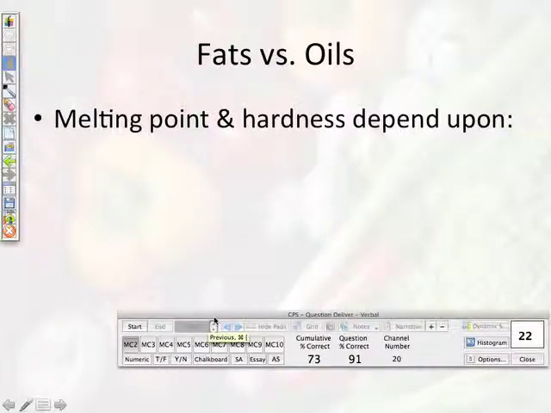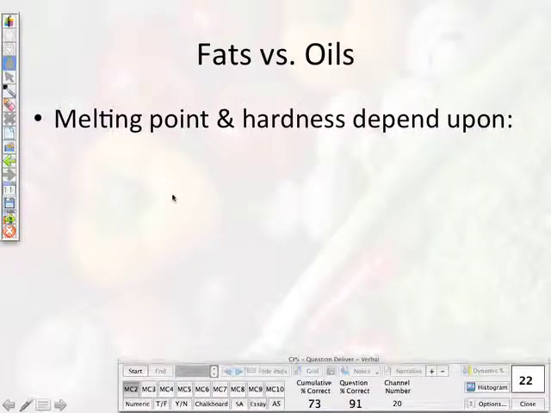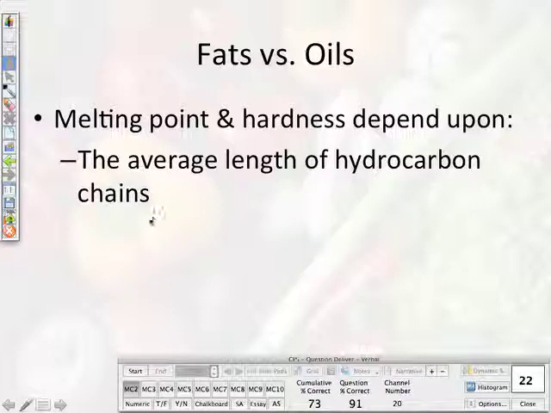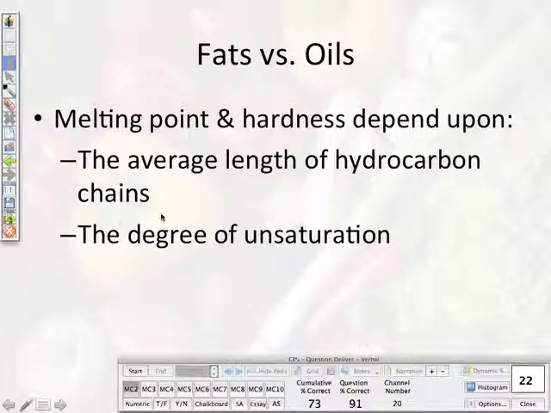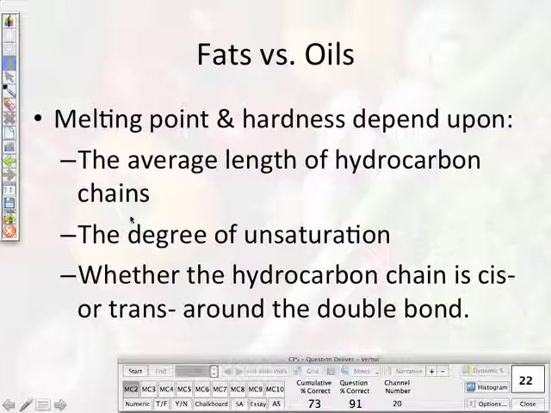Okay, fats versus oils. The melting point and the hardness depend upon a couple of things, one of them being the average length of hydrocarbon chains. The degree of unsaturation, so how many double bonds there are, and whether the hydrocarbon chain is cis or trans around the double bond, and we're going to see what those are in just a little bit.